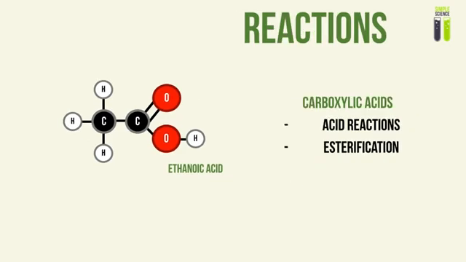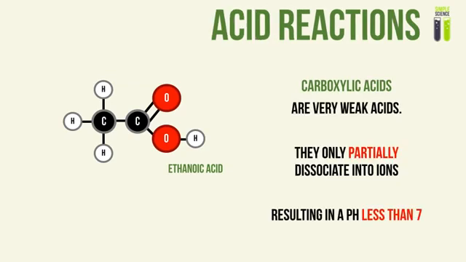Okay, so this functional carboxyl group is also responsible for the reactions of carboxylic acids, and the types of reactions that the carboxylic acid can undergo are predominantly, first of all, acid reactions. They are acids inherently, as implied by their name, and another type of reaction known as esterification. Okay, so let's first look at the first type of reaction, known as the acid reaction.